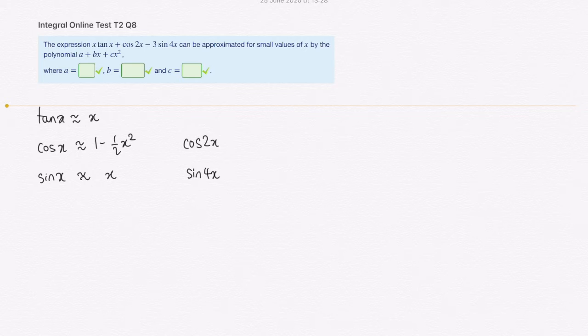with 2x's. So cosine 2x is approximately equal to 1 minus a half. I'm replacing this x with a 2x, ensuring we remember we have brackets around this 2x. We have a small angle approximation for cosine 2x. If we just expand those out and simplify, we get 1 minus a half of 4x squared. A half of 4x squared is 2x squared. So it's 1 minus 2x squared.